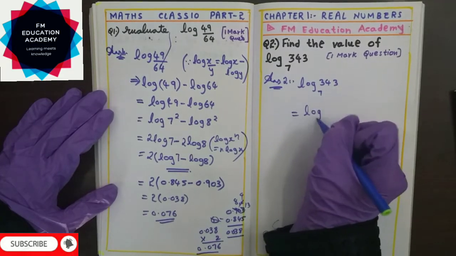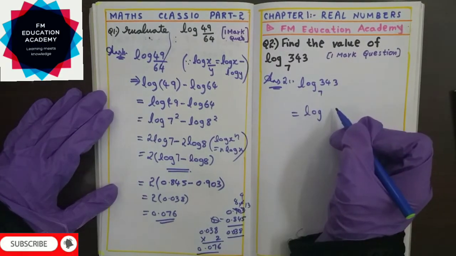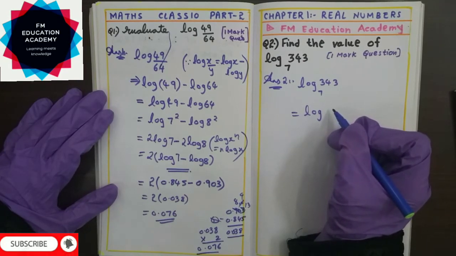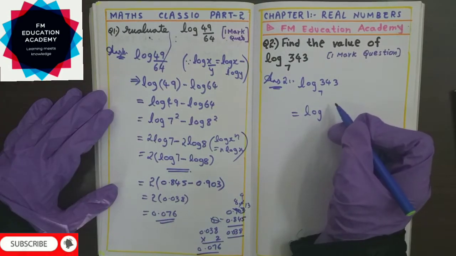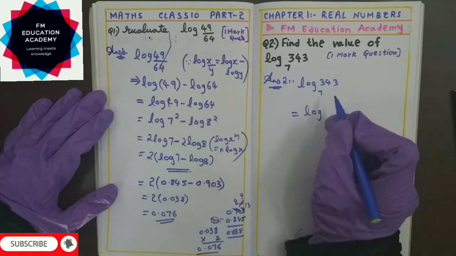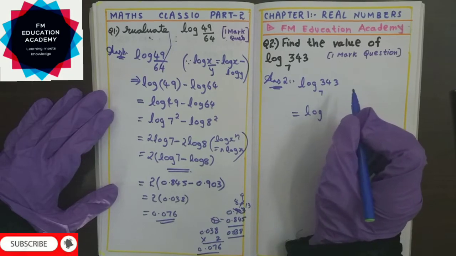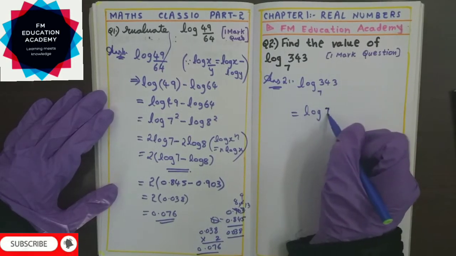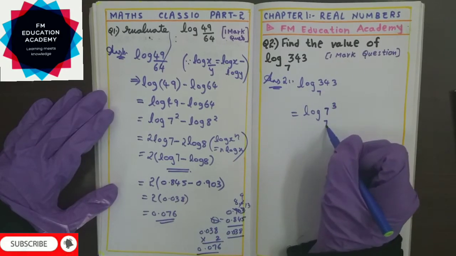Now 343, remember the perfect cubes. 7 cube is 343. If you don't know the perfect cubes, you can go check the playlist of maths basics explained like never before on my channel, and in that you can watch perfect cubes and learn it. So 343 is 7 cube. So 7 cube to the base 7.